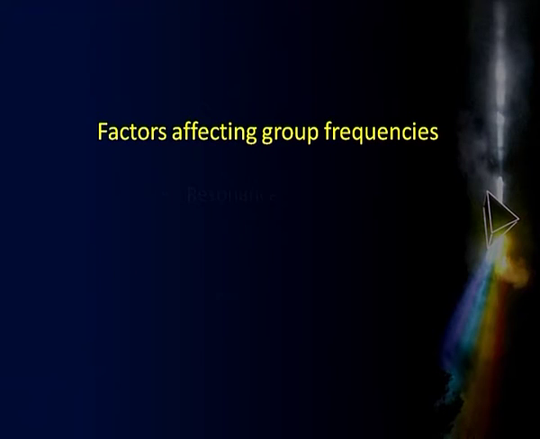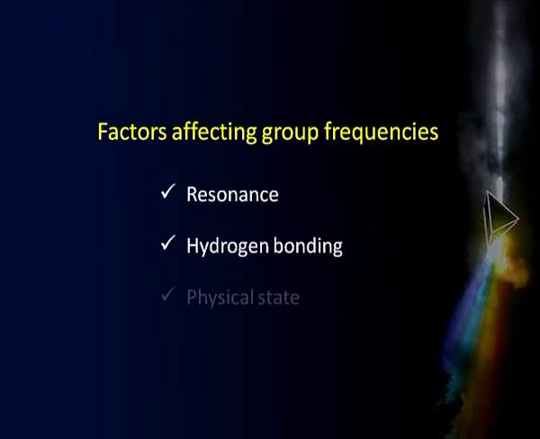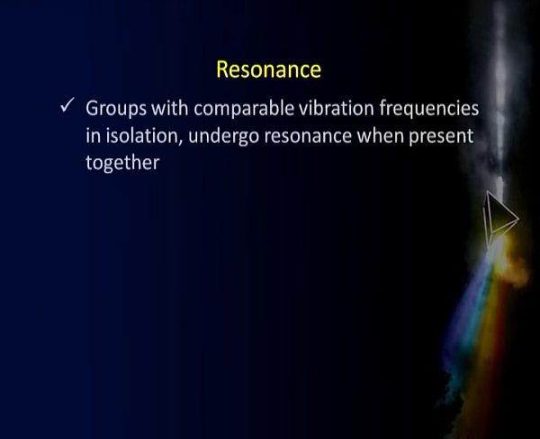Now, let us move a little further and see what are the factors which affect these kinds of group frequencies. And the factors happen to be, I was just talking about three such factors. One is resonance, the second one is hydrogen bonding, and the third one is the physical state. Let us take these one by one. First, resonance. Suppose there are certain groups having comparable vibration frequencies in isolation.